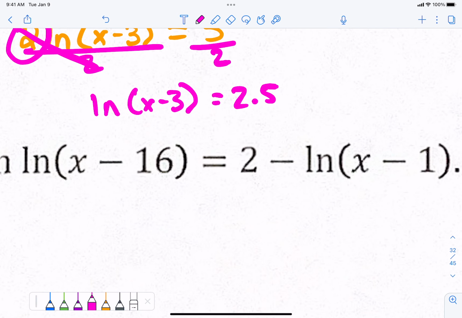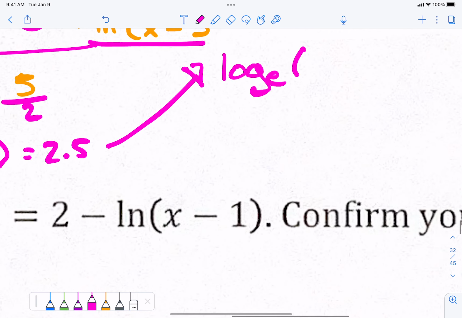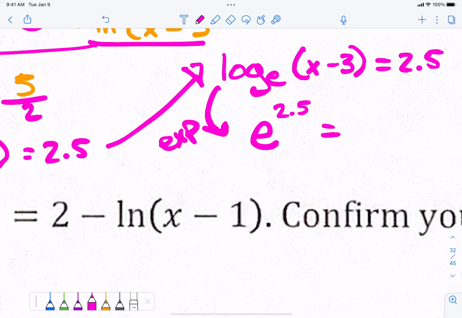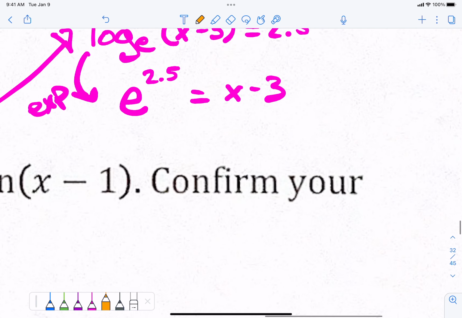ln is actually log base e. Agreed? Okay, log base e of x minus 3 equals 2.5. I don't think in logs. I want to change that to an exponential function. What's the base going to be? e to the 2.5 equals x minus 3. Now we know where we're at.